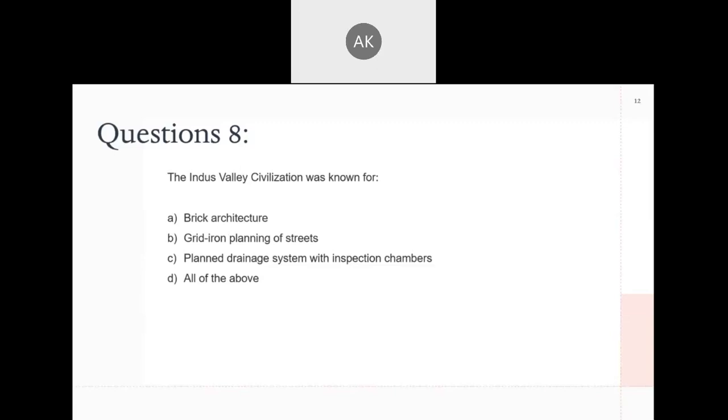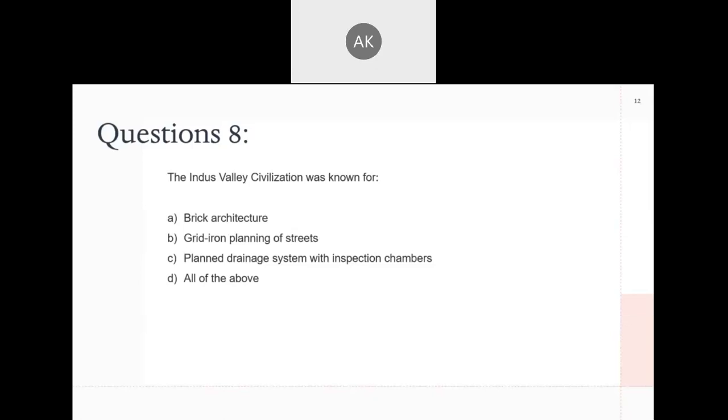Yes, brick architecture is there. Again, the Indus Valley civilization is built on the gridiron planning of the streets. Then the planned drainage and sewerage system is found in the Indus Valley civilization settlement. In fact, the brick architecture is the most prominent during the Indus Valley civilization. The bricks used were of a standard size, not only in dimension but in the weights as well.